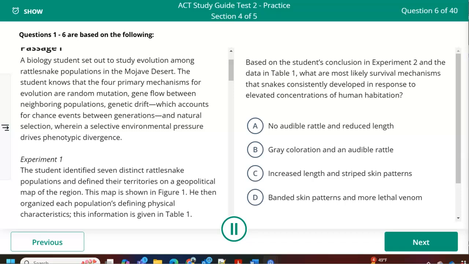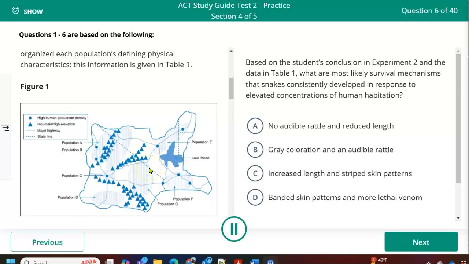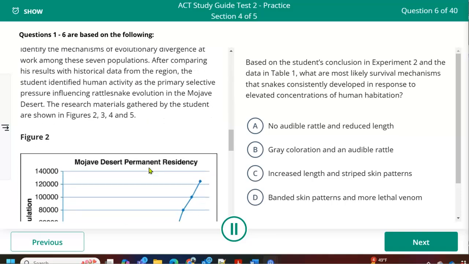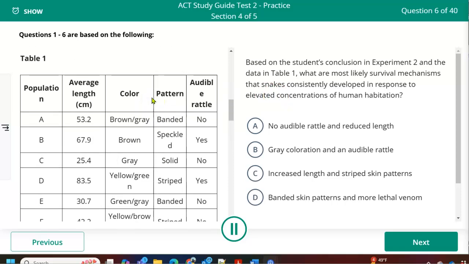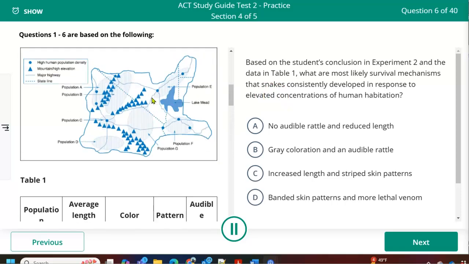Based on the student's conclusion in experiment 2, the conclusion was just that human habitation, okay, human activity. All right. And the data in Table 1, what are the most likely survival mechanisms that snakes consistently developed in response to elevated concentrations of human habitation? And here we have the populations, A, B, C, D, E, F, G. Which are the ones where there is more human habitation?